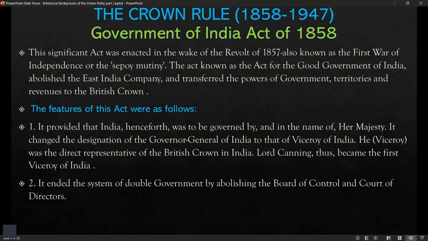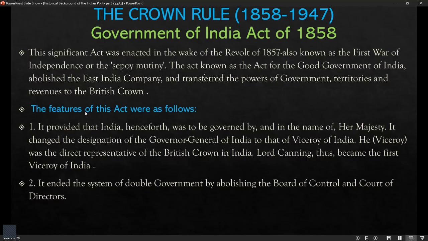So what happened was the Company was ruling, and the Company was not able to run the functions, like the administration and legislation. Then the revolt of 1857 took place, and everything got out of their hands. So now the government of Britain took over. Okay, so now they handled everything, the government of India, territories and revenues.